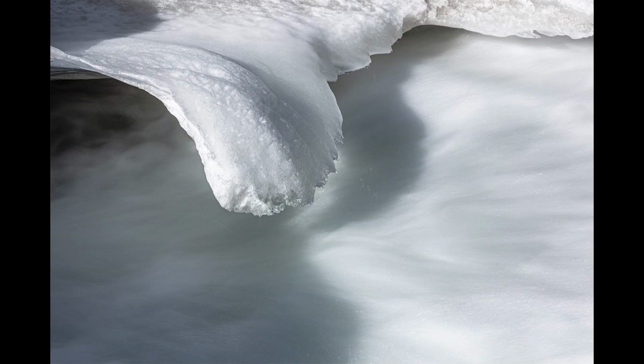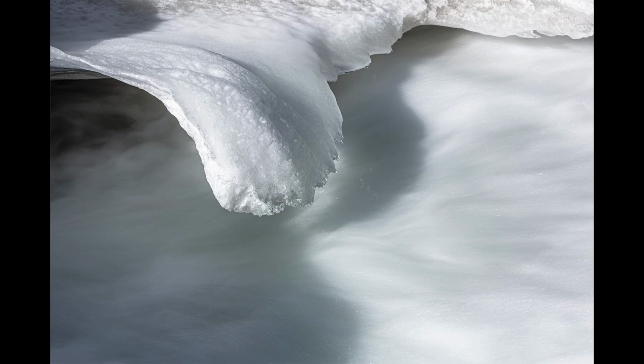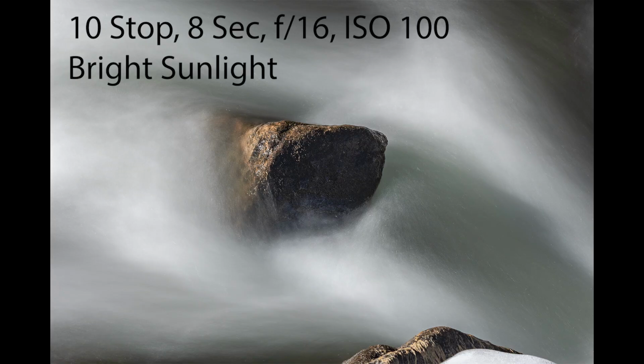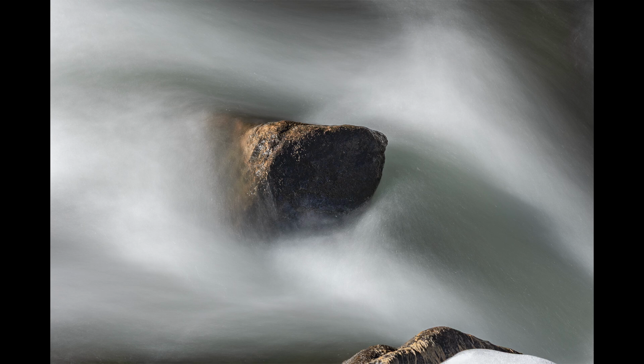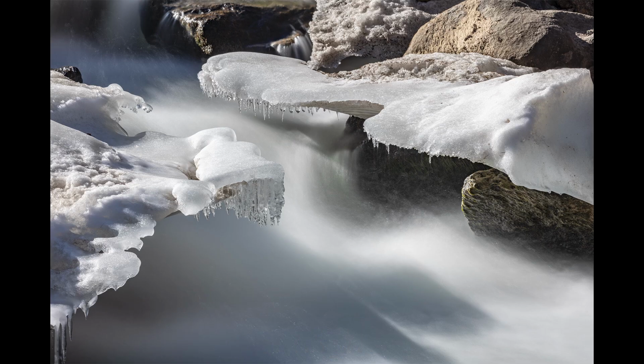So I've got a great place right here to photograph. I'm going to take some shots and show you what I can get. The images I'm sharing with you were all taken with my Canon R6 and Canon 100-400mm lens with neutral density filters. The first one was taken with a 6 stop filter, half a second, f/16 at ISO 100 in bright daylight. This one was using a 10 stop filter, 8 seconds, f/16 and ISO 100. 10 stop filter, 10 seconds, f/16, ISO 125.